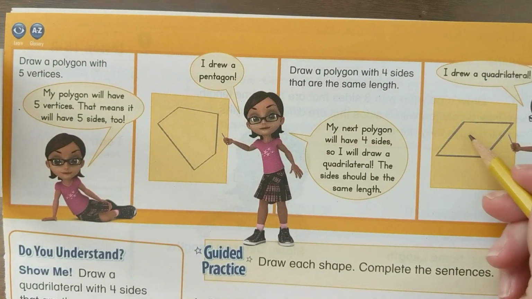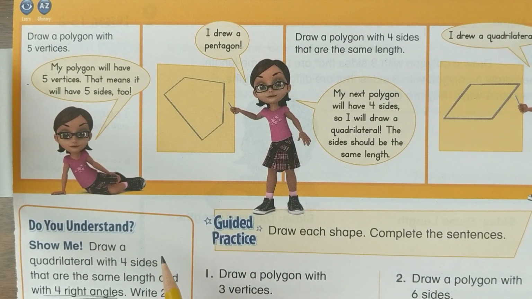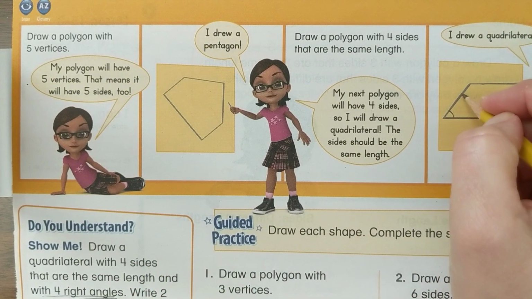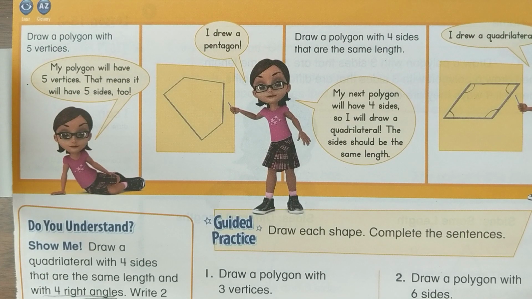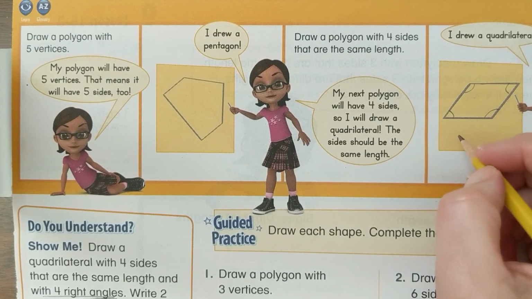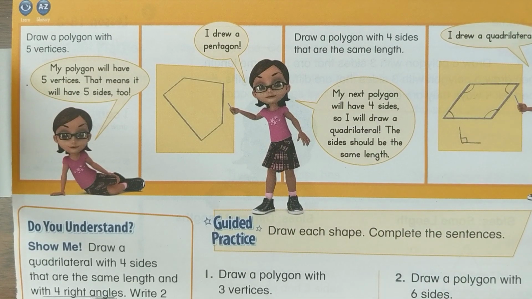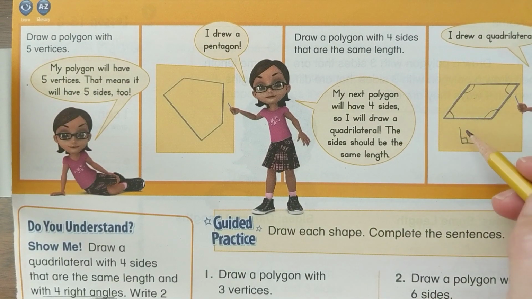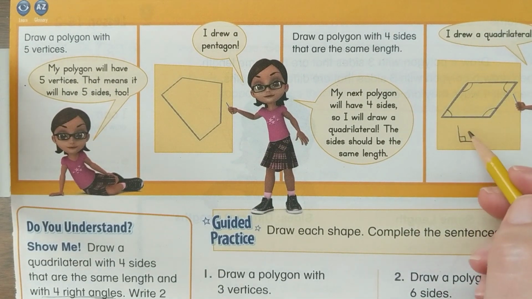Will this quadrilateral work in this question? No, it will not work because these angles right here are not right angles. What do I need to get a right angle? What do I have to have? You need to have 1 line going straight up and down and 1 line going straight side to side. So this would be a right angle.